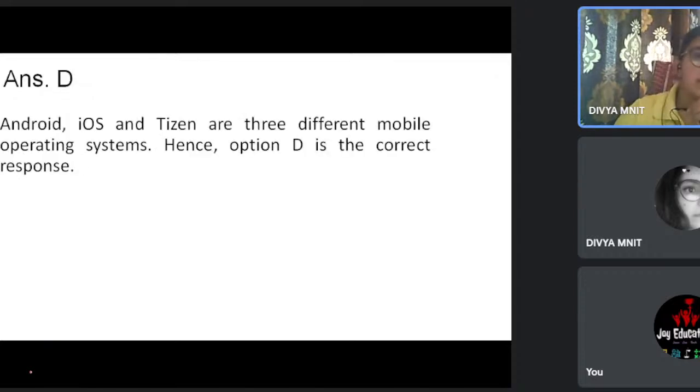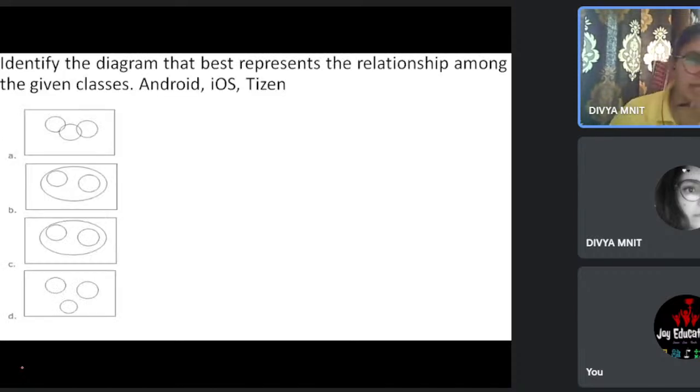Okay. The answer is D, because Android, iOS, and Tizen are three different mobile operating systems and company-specific systems. So there is no relation between them. So the correct option is D.